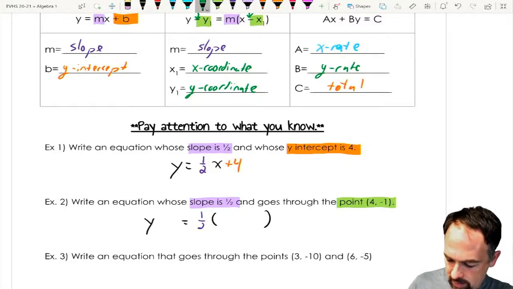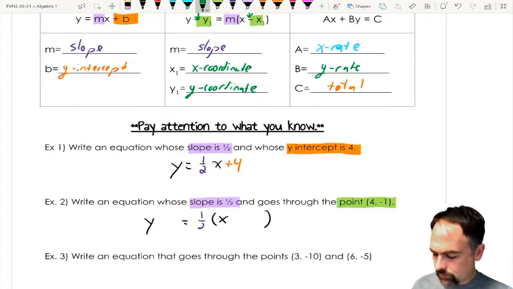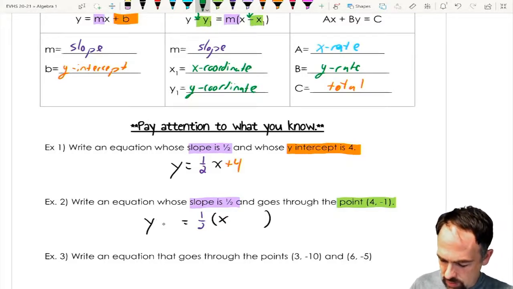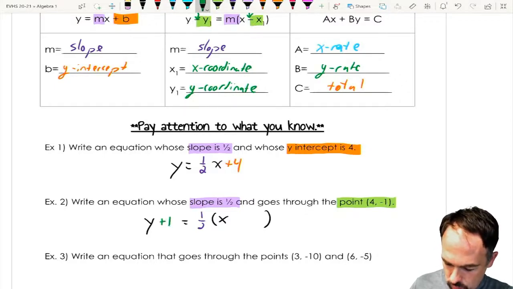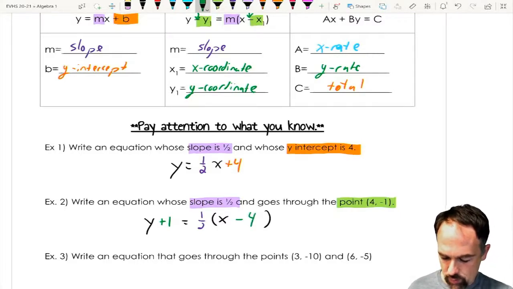Now remember that I've got to change my signs for these. So this y1 coordinate, y is -1, so I'm going to change that to a +1, and then my positive 4 becomes a -4. So y plus 1 equals 1/2 times x minus 4.